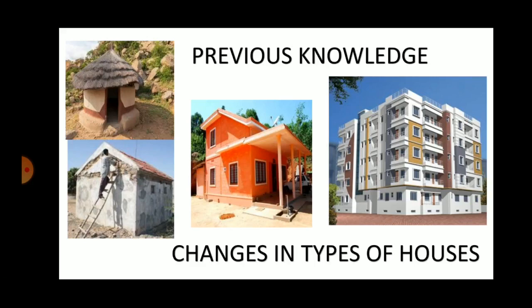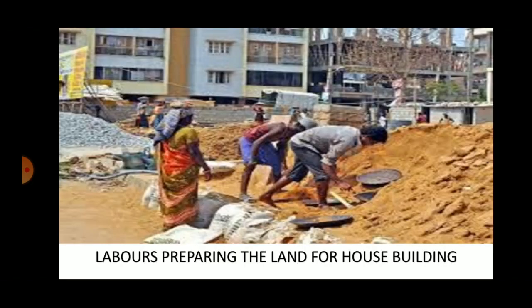In our previous classes, you have learned what are the changes that have come in the house building materials and the type of houses. In today's class, you will learn about the workers or people who help us to construct our house. Children, observe this picture. What are the people doing? Actually, before construction of a house, the land is to be prepared or leveled for house building. Look here, the laborers are digging the land and preparing the land for house building.